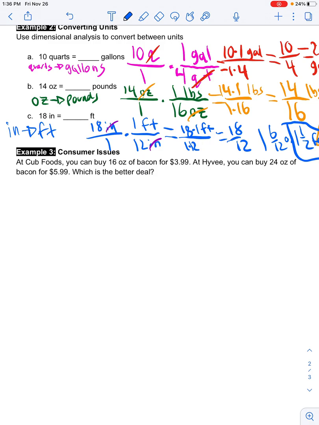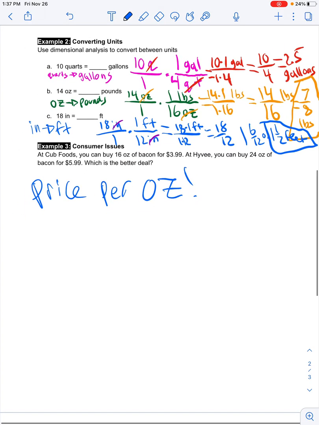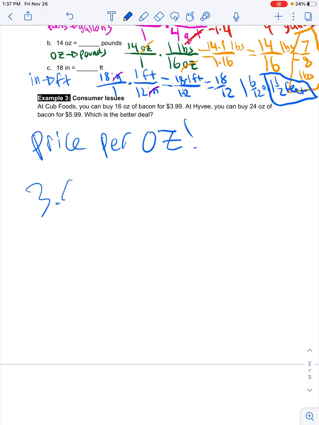Last but not least, at Cub Foods, you can buy 16 ounces of bacon for $3.99. At Hy-Vee, you can buy 24 ounces of bacon for $5.99. What is the better deal? So I, again, want to find the price per ounce. So we want to compare price per ounce. So if I can get 16 ounces at $3.99, I'm going to take $3.99 and divide it by 16.